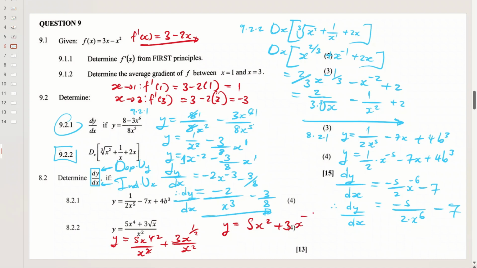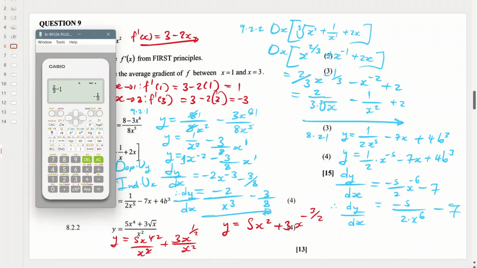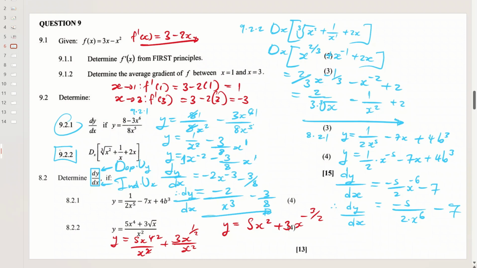So the answer there is negative 3 all over 2. So this is x to the negative 3 all over 2. If you don't believe me, let's try it using the calculator. Half minus 2, negative 3 over 2. You see? That's why I say follow what I'm teaching you.